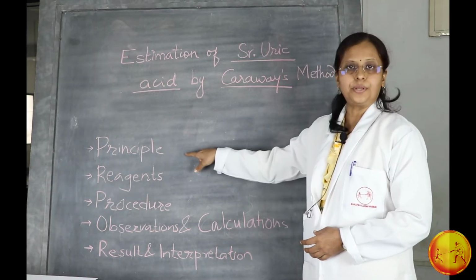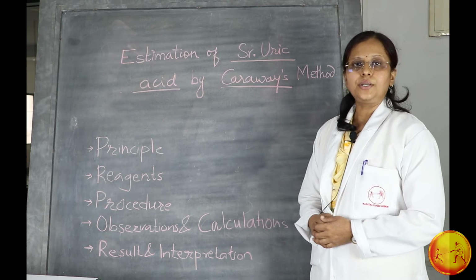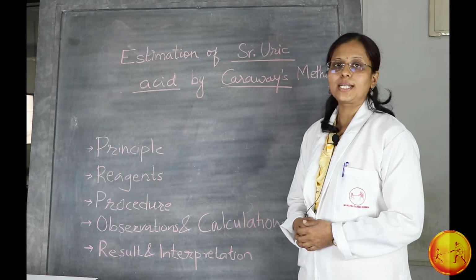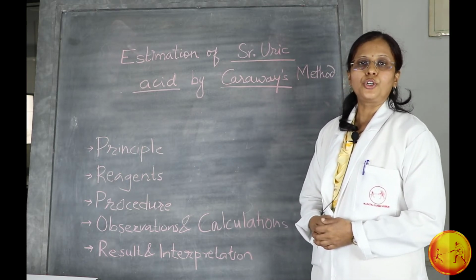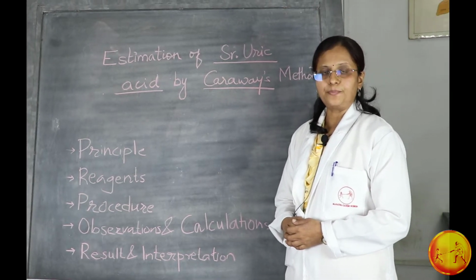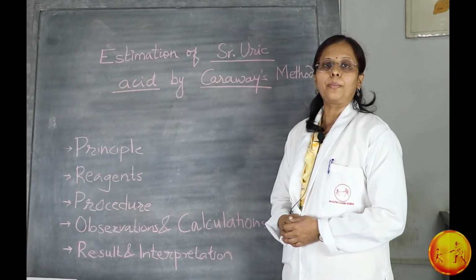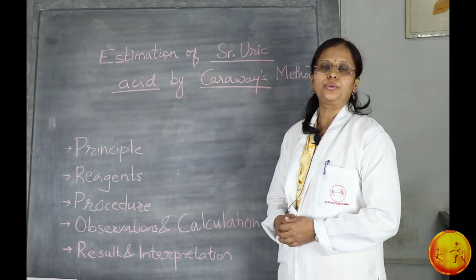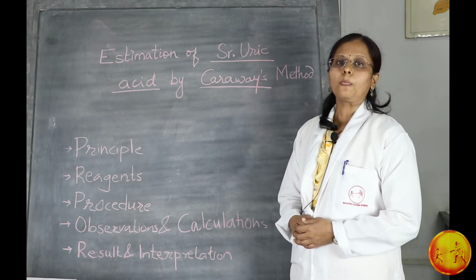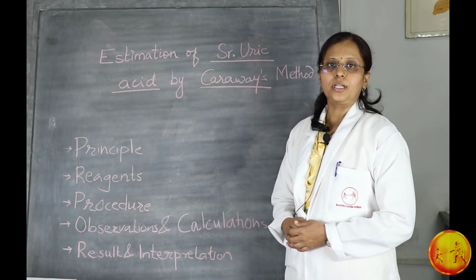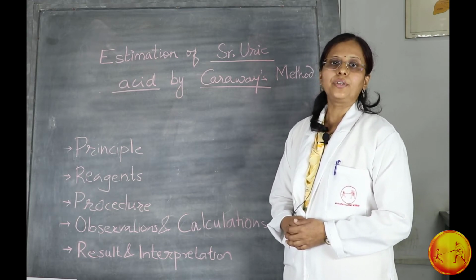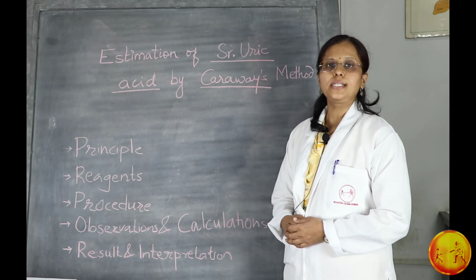Firstly, we will see the principle. The serum uric acid which is present in the protein-free filtrate of serum reacts with phosphotungstic acid in the presence of sodium carbonate to form a blue colored phosphotungstate complex. The color intensity of the complex developed is directly proportional to the amount of uric acid which is present in the given serum sample. The color intensity is measured at 610 nanometers, that is red filter, and it is compared with the standard uric acid which is treated similarly.